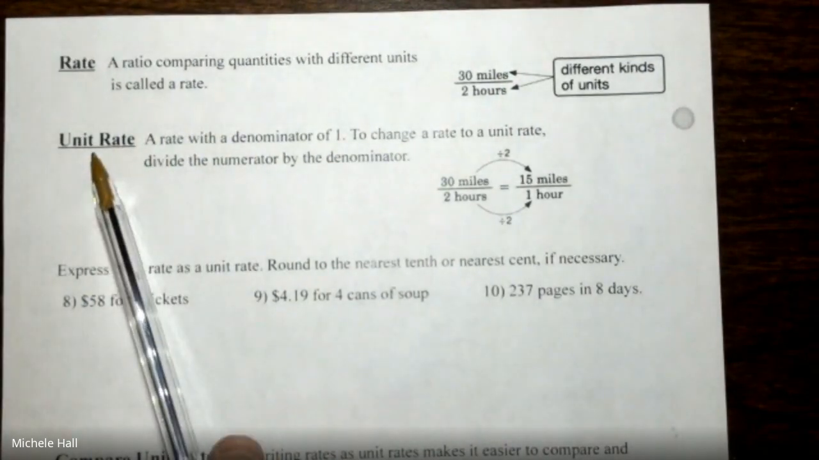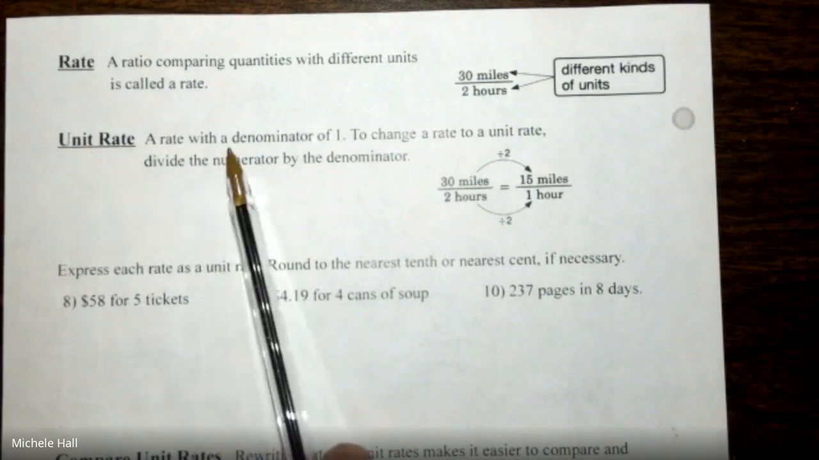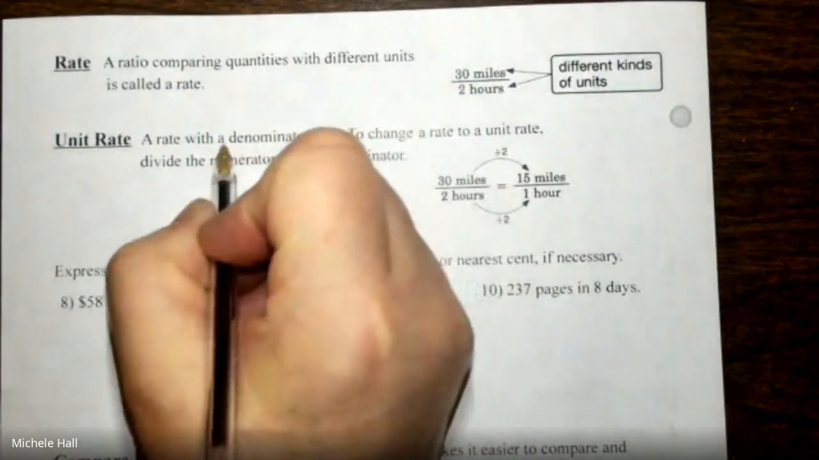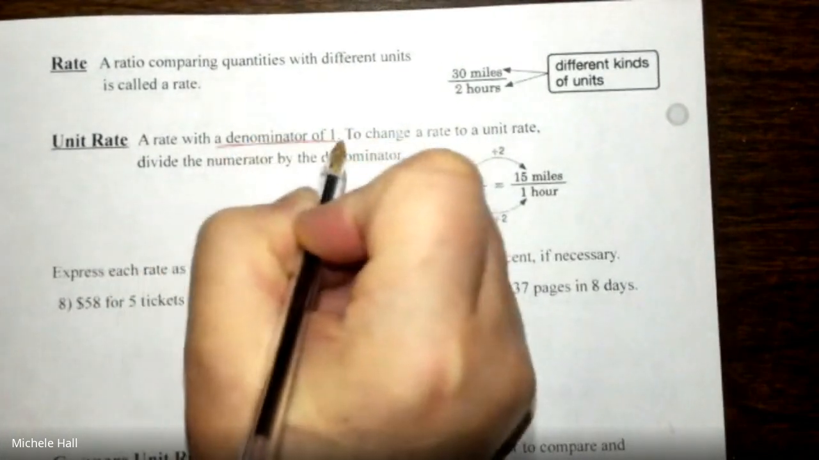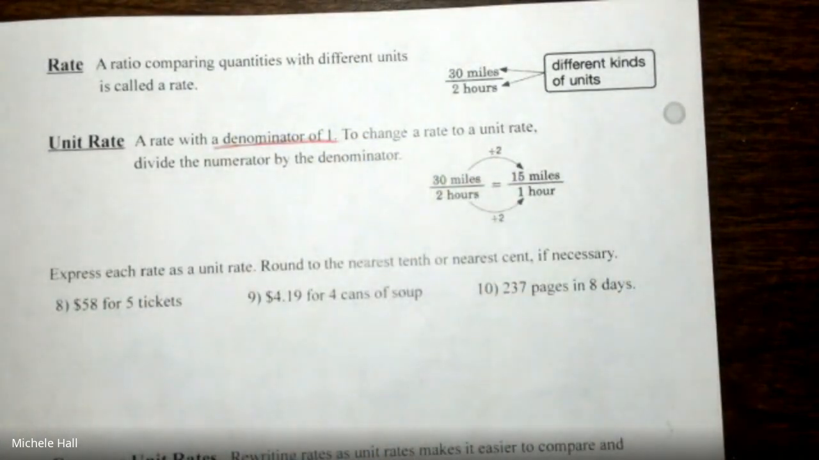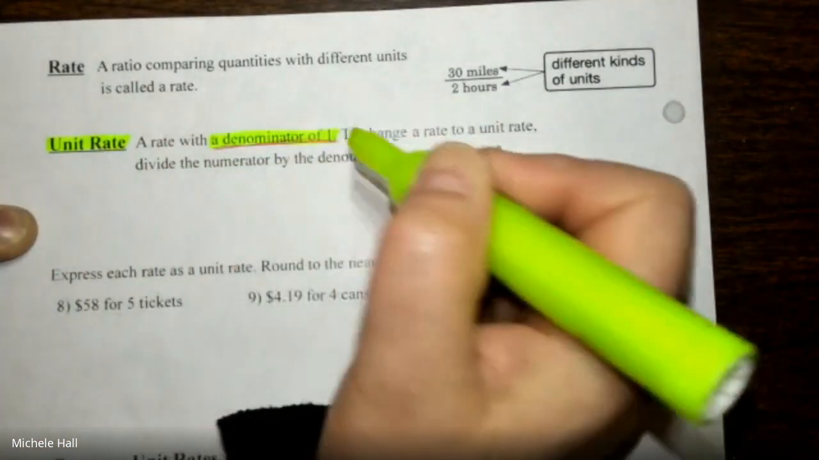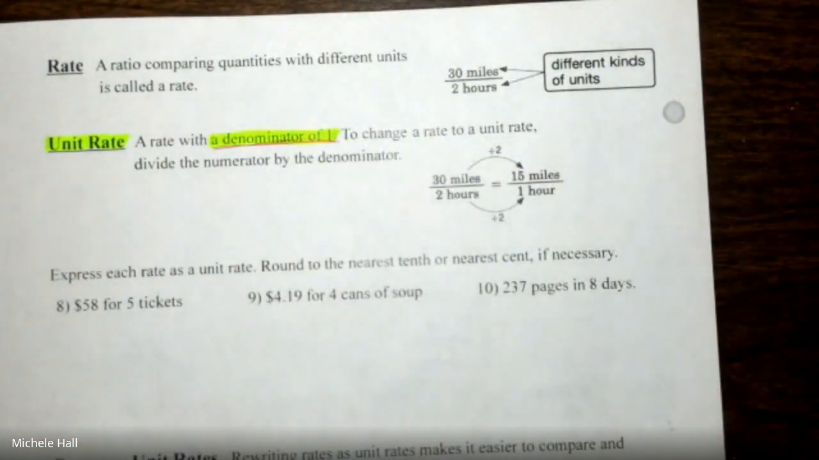A unit rate is when you want to have a 1 in the denominator. You want to know per 1. A denominator of 1. To change a rate to a unit rate, you're just going to divide the numerator by the denominator.